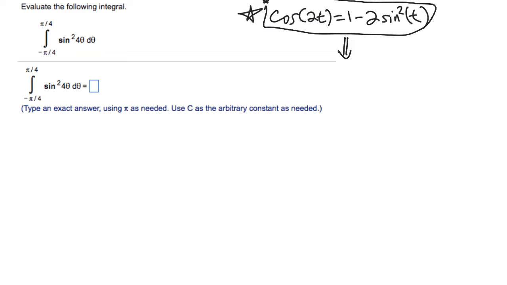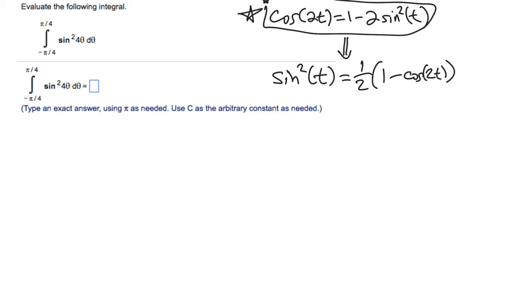But if I rewrite this in terms of sine squared, in other words, just take this equation and solve for sine squared. So basically you're switching the roles of these two and then dividing both sides by 2. So sine squared t is 1/2 times (1 minus cosine 2t). So this has nothing to do with integration. This is strictly a trigonometric identity.